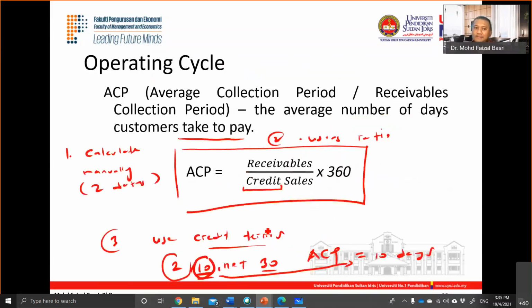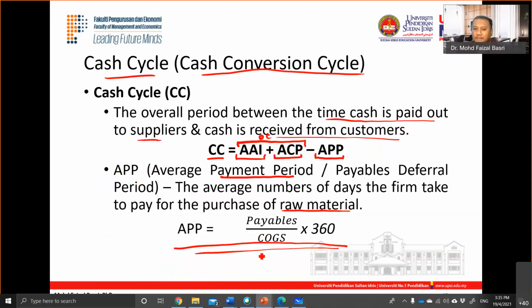Or the third method is by using credit terms. Okay, but the difference between collection and payables, the assumption that we use for collections, we're going to collect early. Okay, we are going to collect our payments as early as possible. Okay, but for payables, we're going to assume differently. Let's say we have 3% discount if you pay within 10 days, or you pay in full within 15 days, for example.